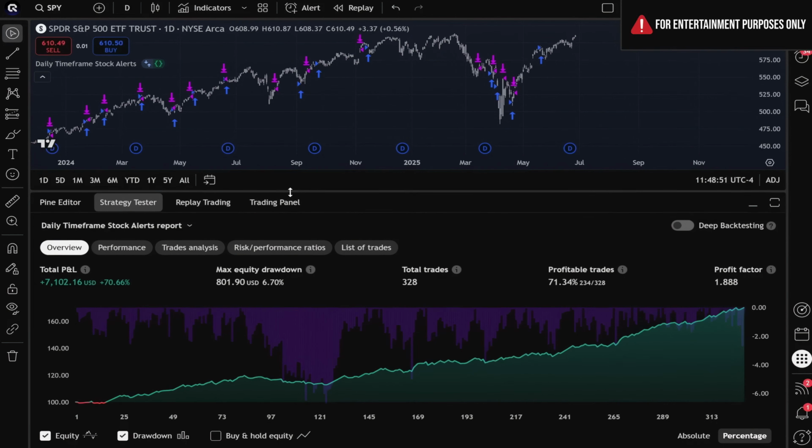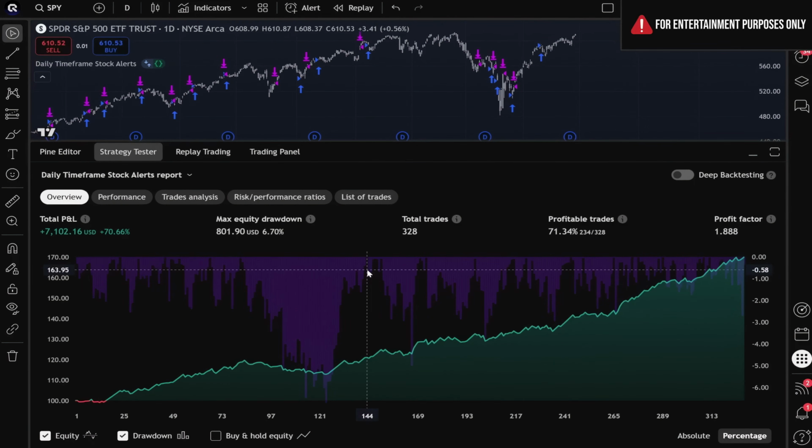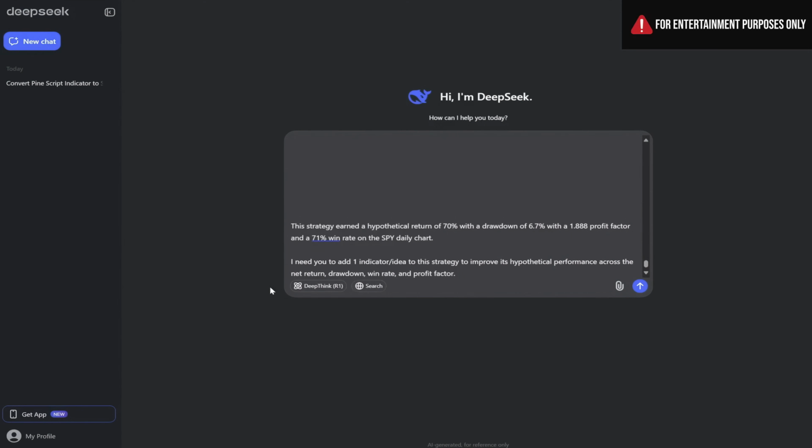Now, we can see by looking at this backtest, we're giving Deepseek a strategy that already performed hypothetically strong on past price data for this example simulation. What we're asking Deepseek to do is basically: this strategy earned a hypothetical return of 70% with a drawdown of 6.7%, a 1.88 profit factor, and a 71% win rate on the SPY daily chart. We need you to add one indicator or idea to this strategy to improve its hypothetical performance across the net return, drawdown, win rate, and profit factor. So the stage is set for challenge number 2.